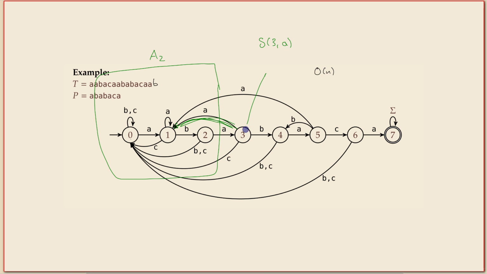Now, I have to draw more pictures. Remember what it meant to be in this state 3. It meant there's our text, and then it meant that there were the first 3 characters of the pattern that we could read up until this point, and no longer a prefix of the pattern was possible to read up to this point. And now the next letter that comes is an A, which is not a B, which would be the next character in the pattern. And so we somehow have to shift the pattern a little bit further.